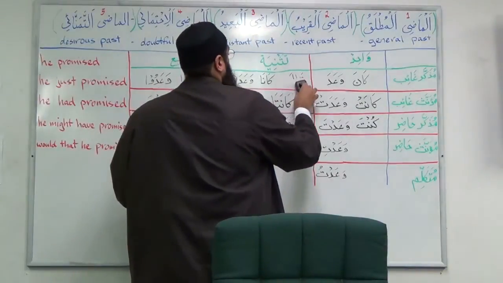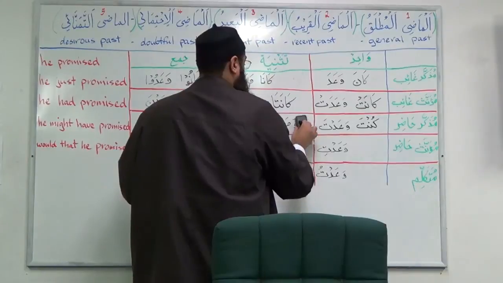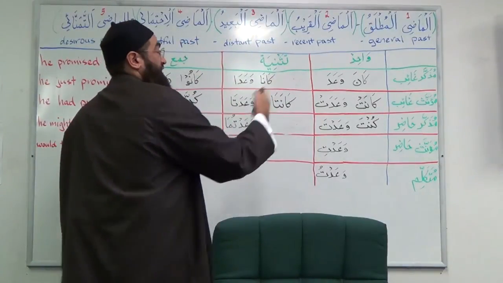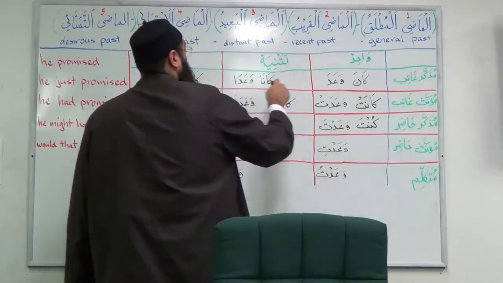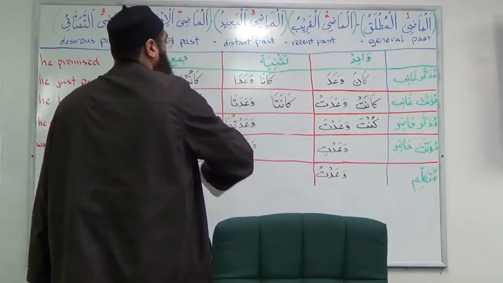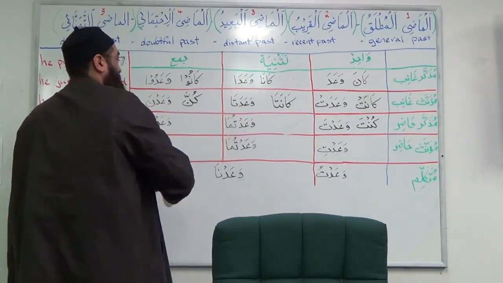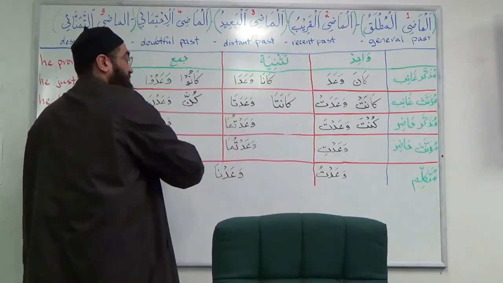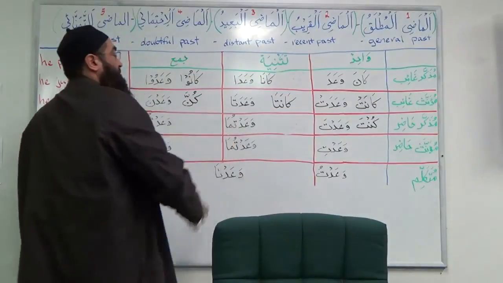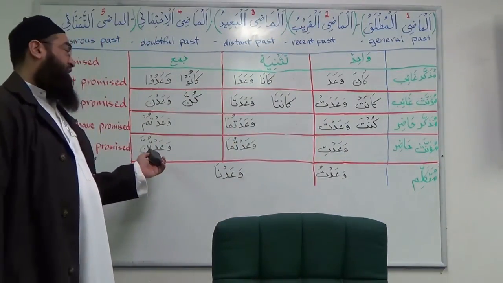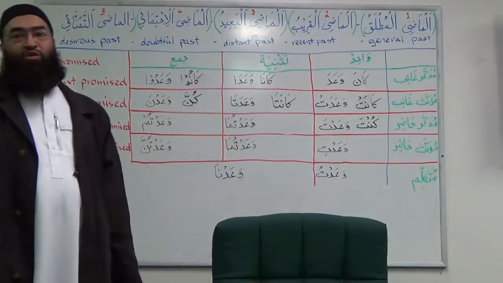So this is a rule that we will explain down the line. But right now you know how this kana came into existence. Okay? So it was actually kawana, but now it's kana. So kana wa'ada, kanu wa'adu, kanat wa'adat, kanata wa'adata, kunta wa'adta, kuntuma wa'adtuma, kuntum wa'adtum, kunti wa'adti, kuntunna wa'adtunna, kuntu wa'adtu, kunna wa'adna.